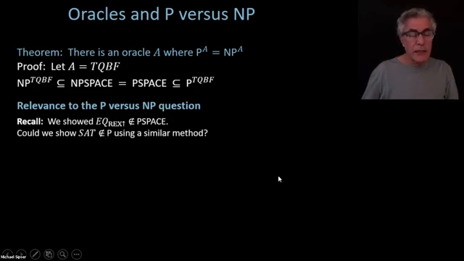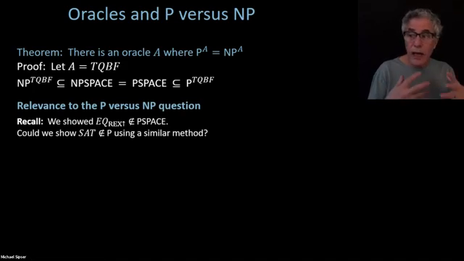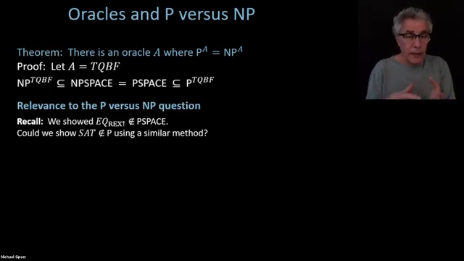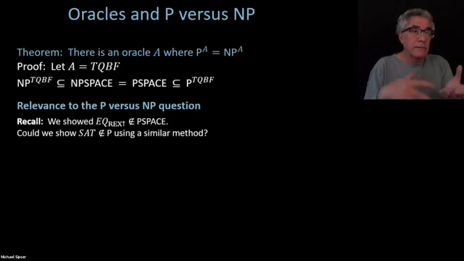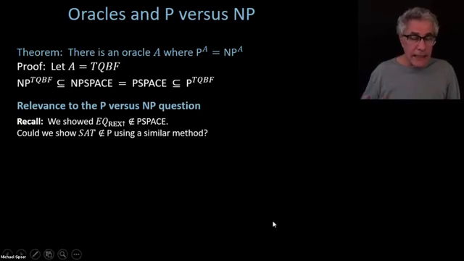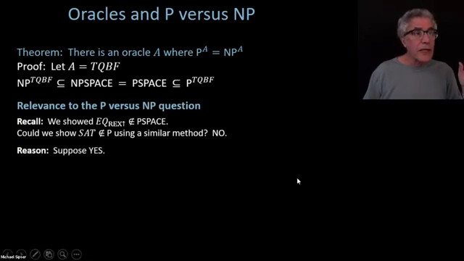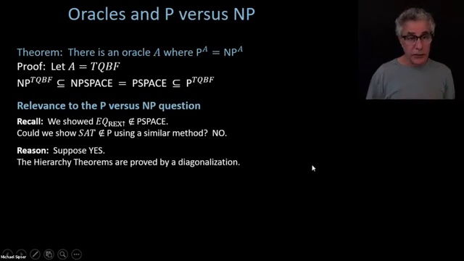Well, the guts of that method really comes from the hierarchy theorem. That's where you're actually proving problems are hard. Through the hierarchy construction, you get a problem that's provably outside of PSPACE, and outside of P. That's a diagonalization. And if you look carefully at what's going on there, we're going to say no, we're not going to be able to show SAT is outside of P in the same way. And the reason is, suppose we could. Well, the hierarchy theorems are proved by a diagonalization.